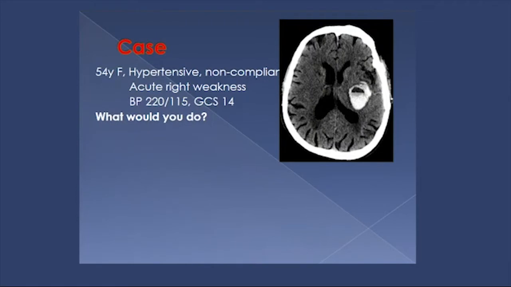So, a 54-year-old, hypertensive, non-compliant, I'll move that image, with acute right-sided weakness, BP of 221/115, GCS is 14. What will you do? You'll do something. The CT scan is there. What will you do? Start antihypertensives. Call the neurosurgeon. Start with antihypertensives. Elaborate on it. You know what I want to hear, like what are your targets and things like that.